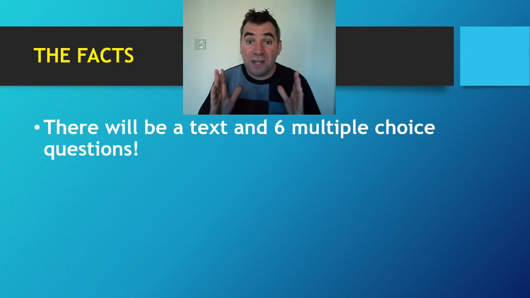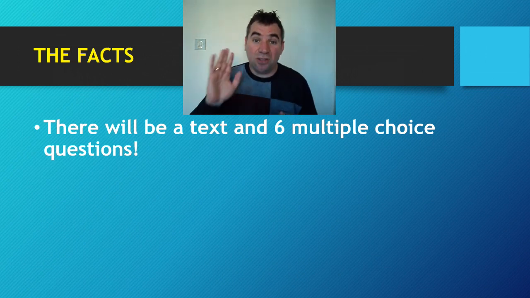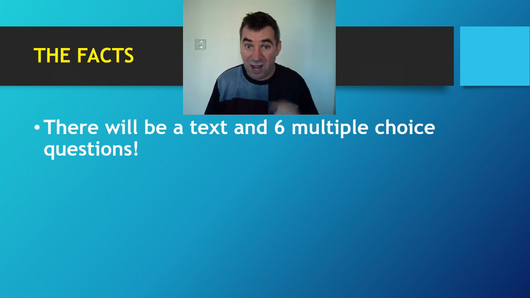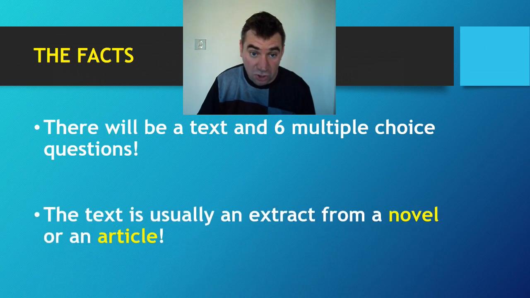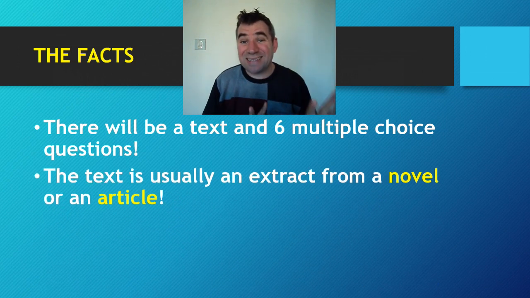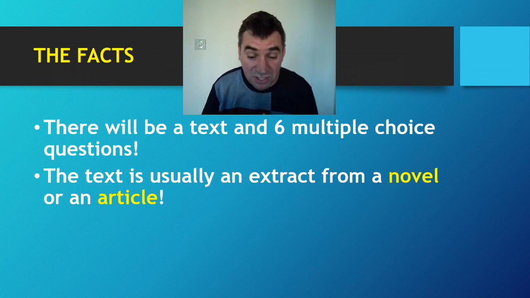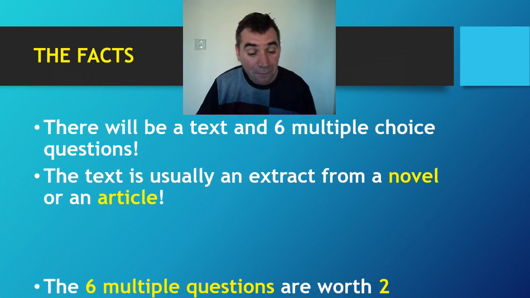Okay, so in this part you're going to have a standard reading passage and you're going to have 6 multiple choice questions. So you're going to have A, B, C and D, 4 options to choose from. The texts themselves are usually really interesting because they're extracts from a novel or perhaps an article. So they're usually quite interesting.